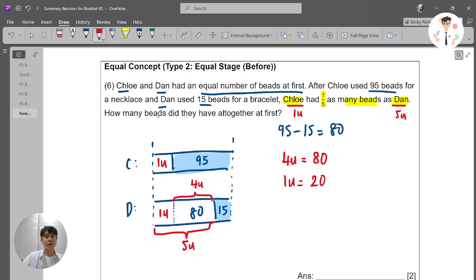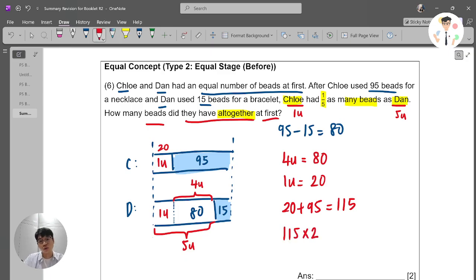Okay? Now, next part. How many bits did they have all together at first? Means I'm looking for the whole bar model here. Now, if you know 1 unit is 20, so I can say this is 20, right? So 20 plus 95 is what? Is 115. And since I'm mentioning all together, it means I'm talking about 2 parts. So your next step, you just times 2, which is 230. Okay, and that's it. We are done for this question.